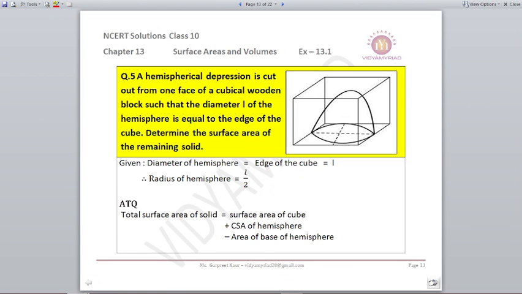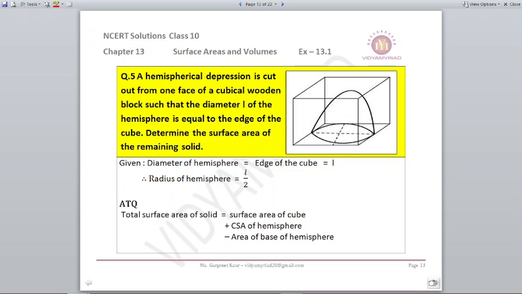Next, a hemispherical depression is cut out from one face of a cubical wooden block such that the diameter L of the hemisphere is equal to the edge of the cube. Determine the surface area of the remaining solid. Now, the diameter of the hemisphere will be equal to the edge of the cube, that is L. So, the radius of the hemisphere will be L by 2.